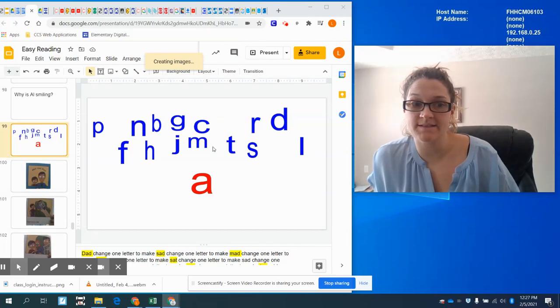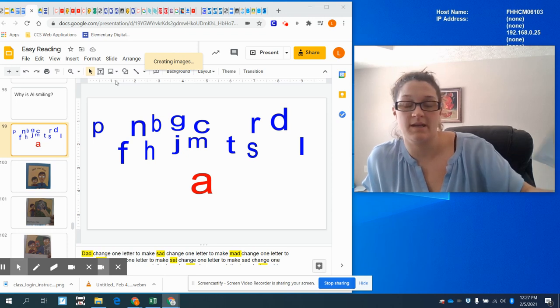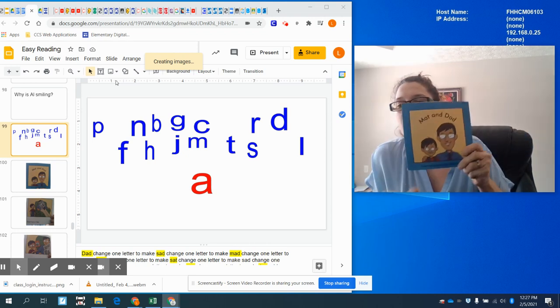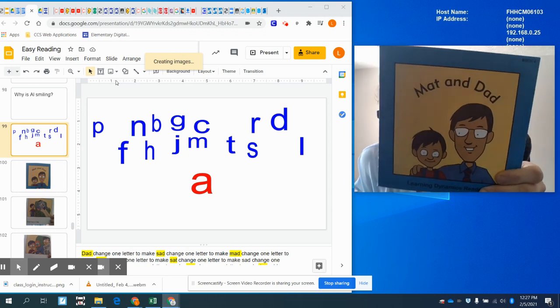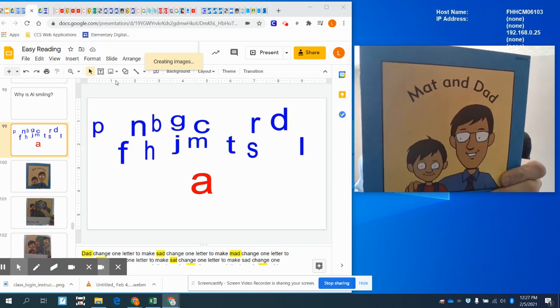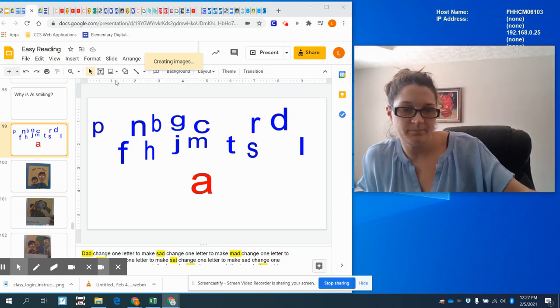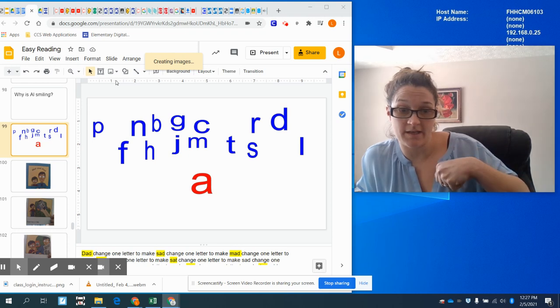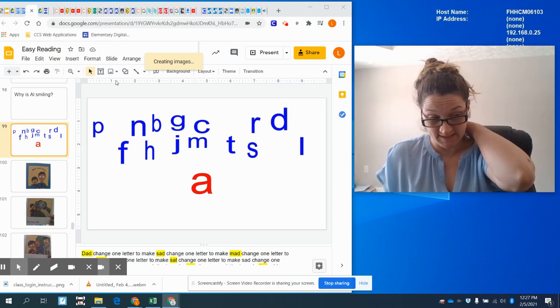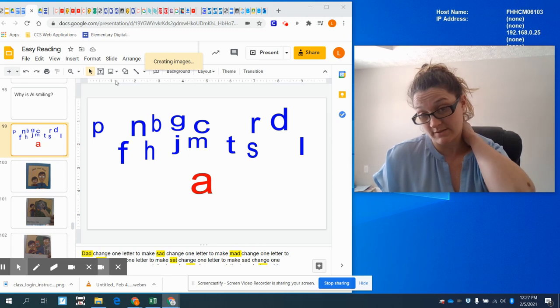Hello, everyone. So this is our reading group for today. We're going to be working on a new book right here. This is book number 7. And we're going to go ahead and go through some of the letters that we'll be using today.